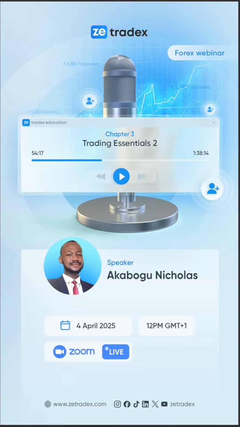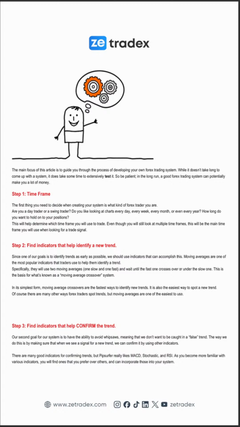Next page, please. All right. So today, we're going to be having a look at time frames, indicators, and indicators that help confirm trends. Now, the main focus of this article is to guide you through the process of developing your own Forex trading plan. While it doesn't take long to come up with a system, it does take some time to extensively test it. So be patient. In the long run, a good Forex trading system can potentially make you a lot of money.